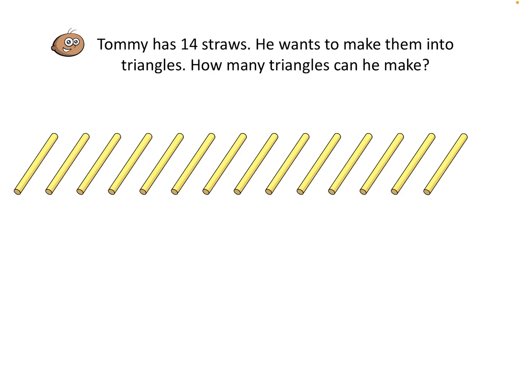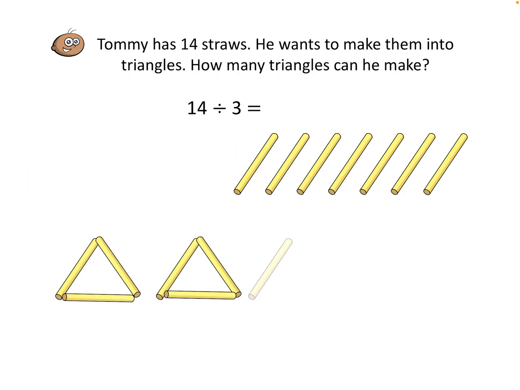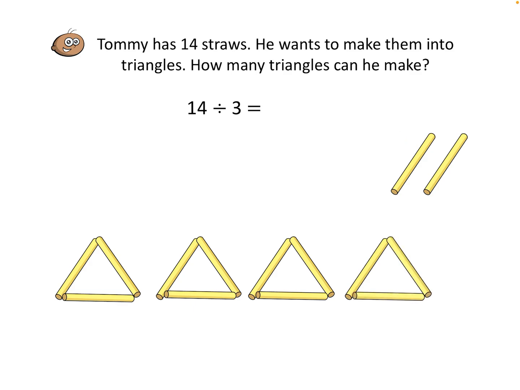So Tommy has 14 straws. He wants to make them into triangles. How many triangles can he make? We do 14 divided by 3, because there's 3 sides in the triangle. 1, 2, 3, 4, 5, 6, 7, 8, 9, 10, 11, 12, 13, 14. So how many triangles have we got? We've got 4 triangles with a remainder of 2. And we write that as 4 remainder 2.